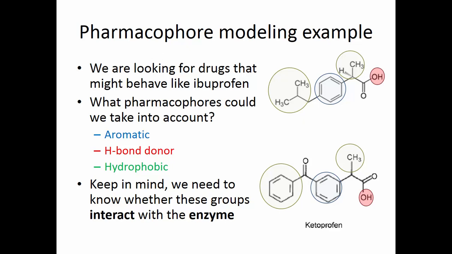Here's ketoprofen. So we could compare ibuprofen. There are a whole lot of things that look like ibuprofen and act like ibuprofen. Ketoprofen is one of them, and ketoprofen seems to have a lot of the same stuff. So based on looking at ibuprofen and at least ketoprofen, we can suggest that all of these parts could potentially be pharmacophores. We can't rule anything out yet.